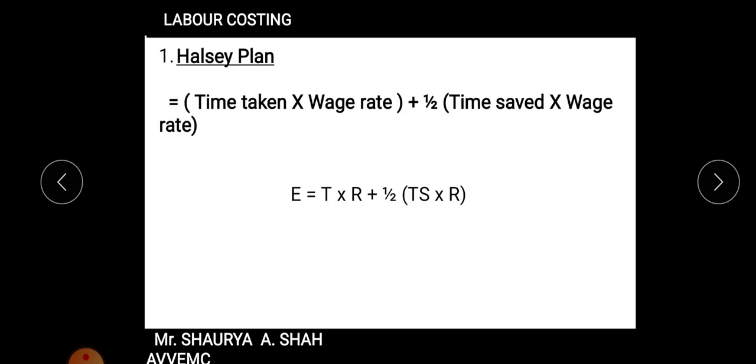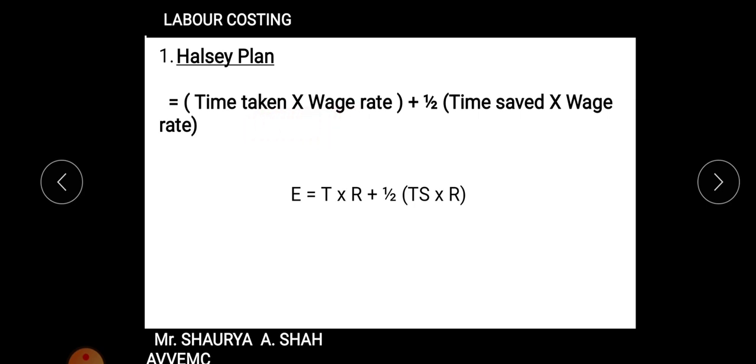So in that, we had seen, students, there are various kinds of plans, right? One is the Halsey plan, second is the Rowan plan, and the third is Taylor's differential piece wage system. As I told you, in our syllabus there are only two plans we need to understand and learn for your exams, that is the Halsey plan and the Rowan plan, right? So what is the Halsey plan? As you can see and note down, time taken into wage rate, right?